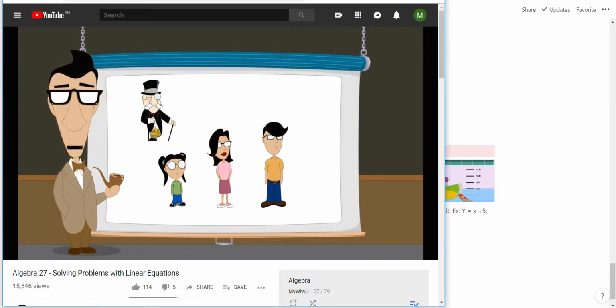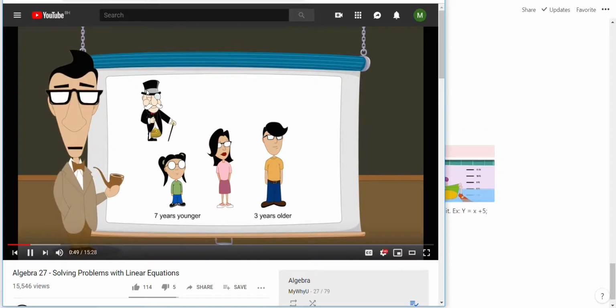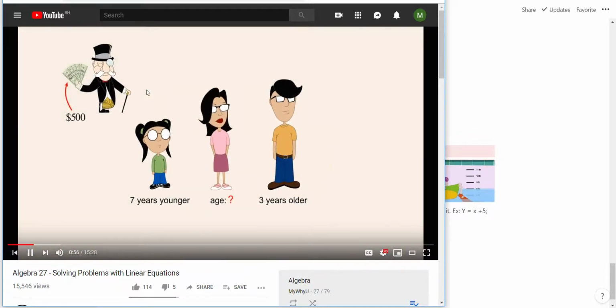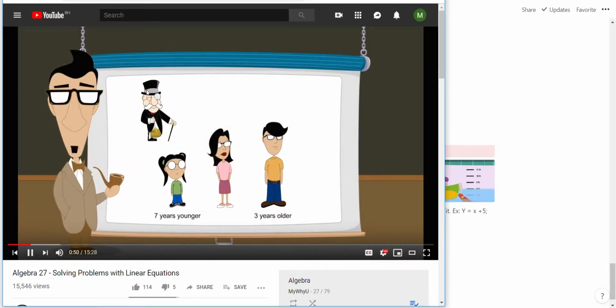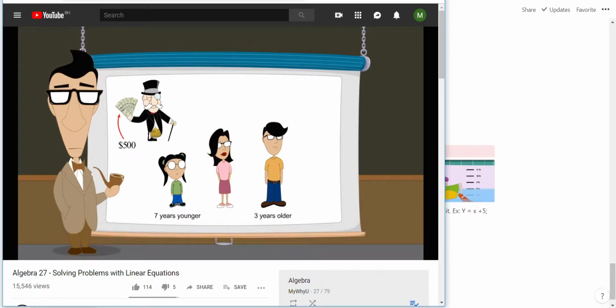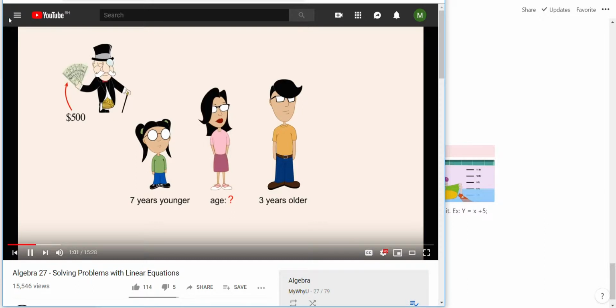Adrian's big brother is 3 years older than Adrian, and her little sister is 7 years younger. This year, the gifts total $500. So how old is Adrian? Find Adrian's age. Let x be Adrian's age. Since their uncle is giving them a total of $500, we can now write a linear equation.